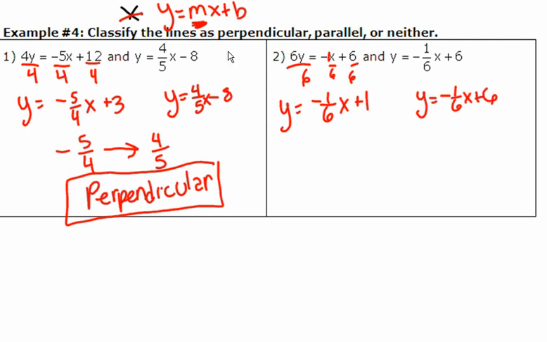So again, if I want to check to see if they're perpendicular, parallel, or neither, I just look at their slopes. This line has a slope of -1/6. This line has a slope of -1/6. Since their slopes are the same, they are parallel.